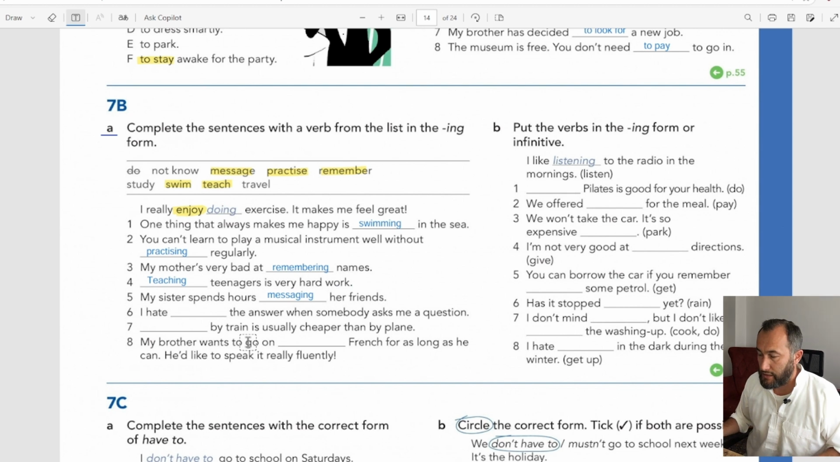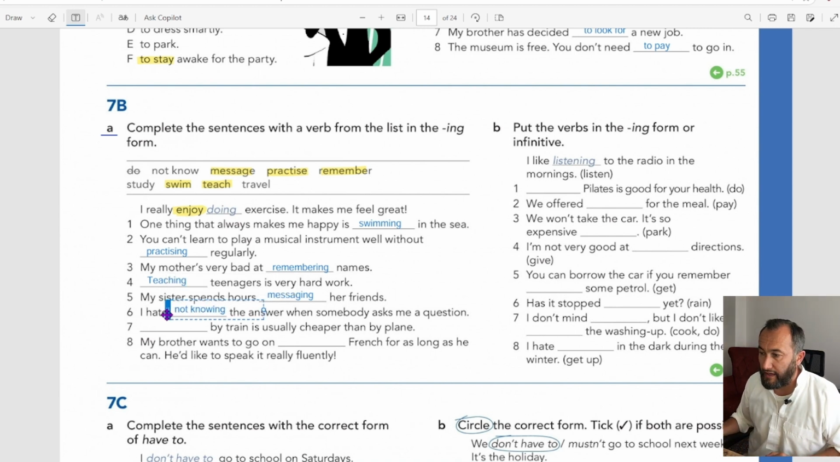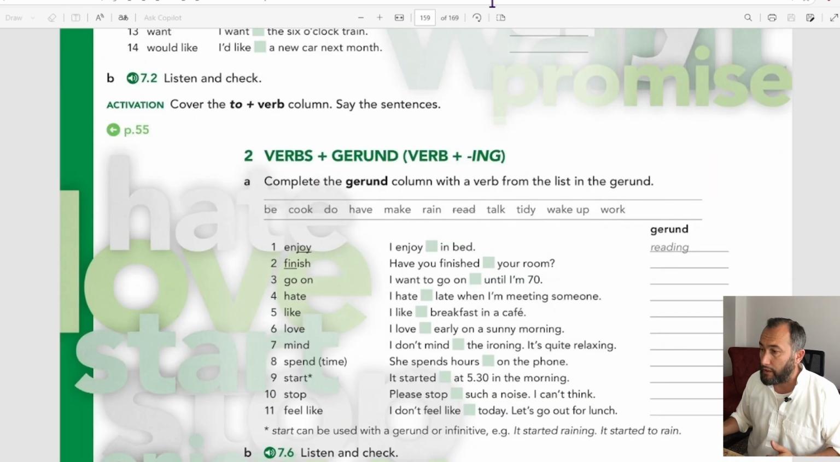Messaging her friends. Number 6, I hate the answer when somebody asks me a question. So I hate not knowing the answer. After hate, we're going to use ing, which is verb number 4, guys.